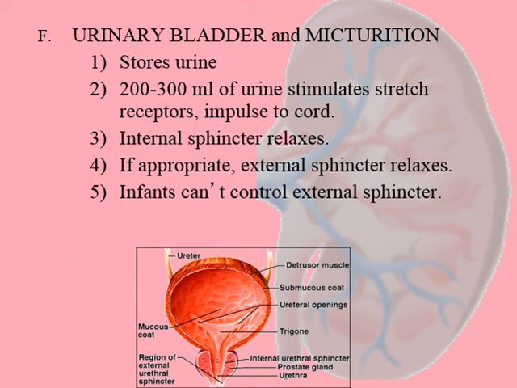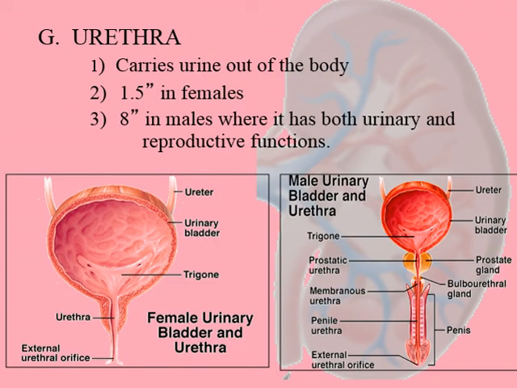Right? Okay. Your urethra is going to carry the urine out of the body. In males, the urethra is about 8 inches long because it passes through the penis. In females, it's only about 1.5 inches long.